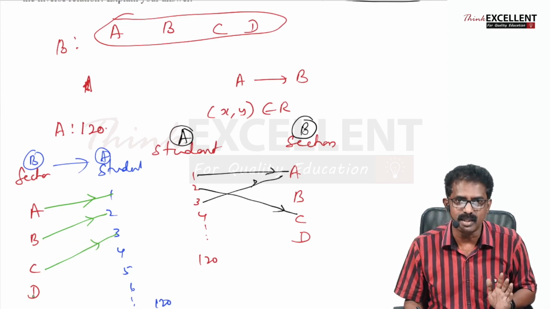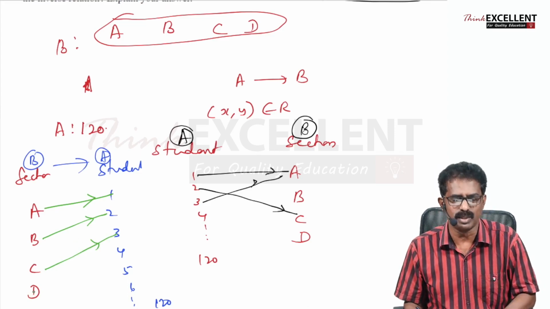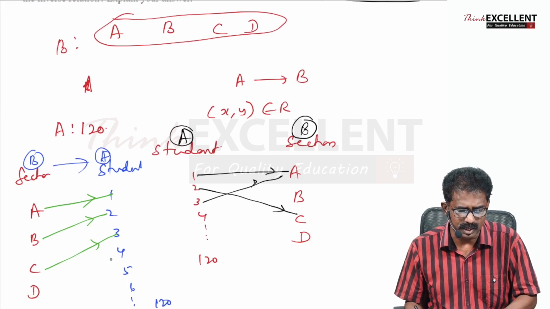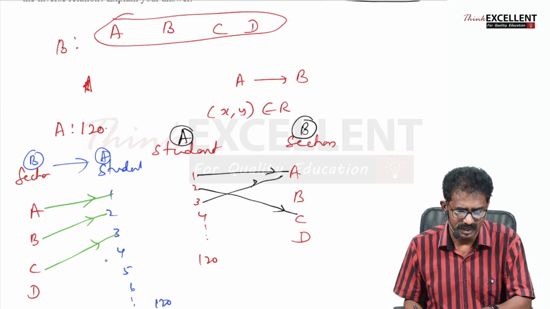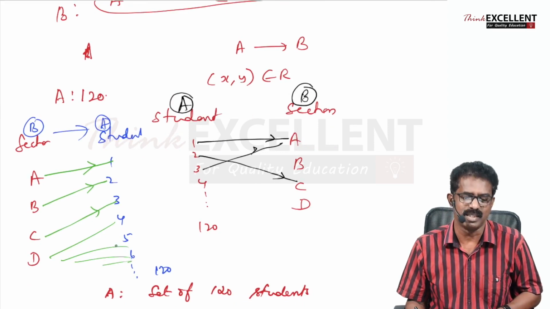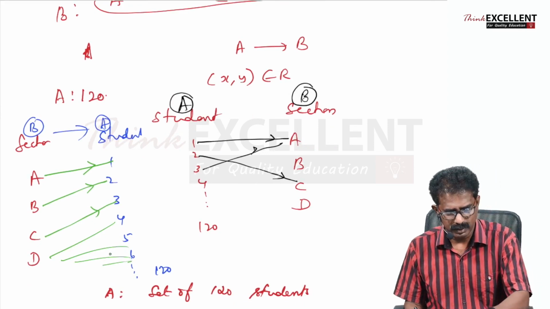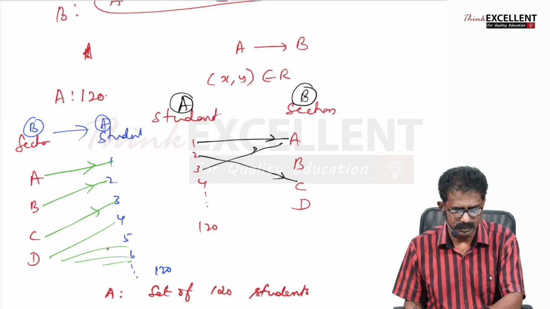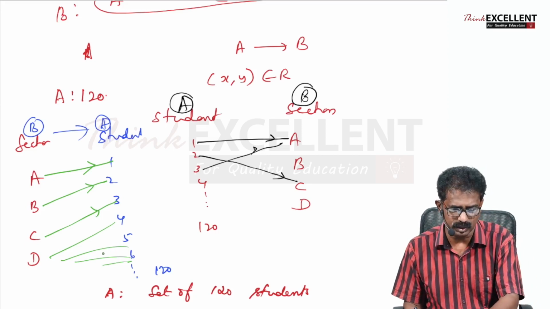Now for D, there are 120 students. So you have to accommodate 117 students there, right? So it is not possible. So you know it is not a function. It is not a function. Okay. But you have to write it properly. Listen, hope you understood that. Once you understood, it is some writing work.